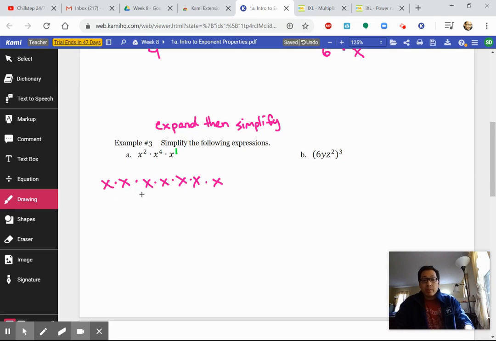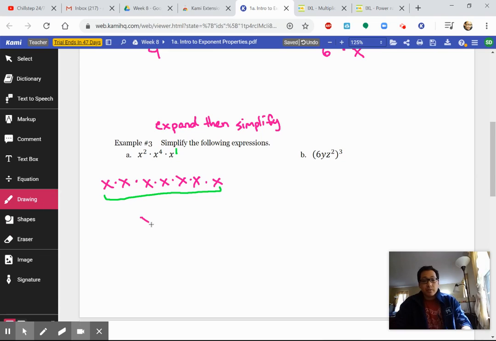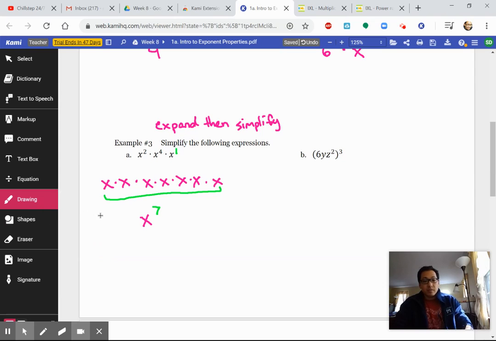And then we've expanded it. Now can we simplify all of this? Well, yeah. Let's see. How many x's do we have here? We've got 1, 2, 3, 4, 5, 6, 7. We've got 7 x's. So we've got x to the power of 7. And that's our final answer.